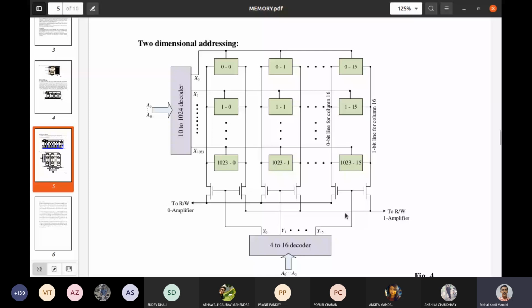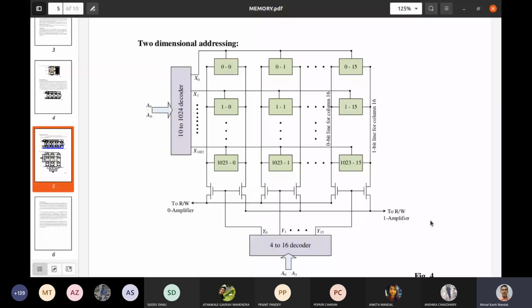The read-write 0 amplifier is responsible for reading 0 or writing 0, and the read-write 1 amplifier is responsible for reading 1 or writing 1 in that particular cell. So to access a particular cell, you first need to address it by selecting your row decoder and column decoder. Then you can retrieve or write the information in that cell.